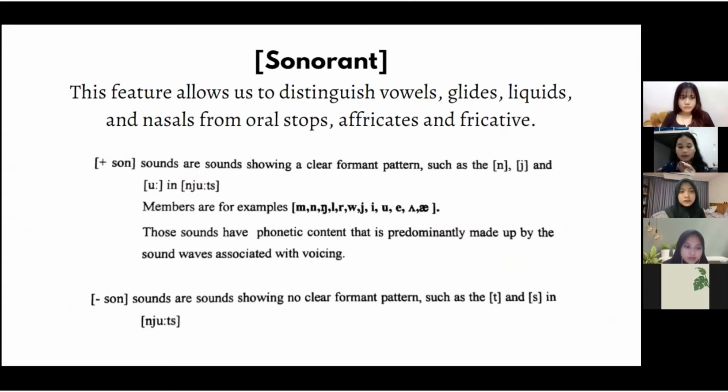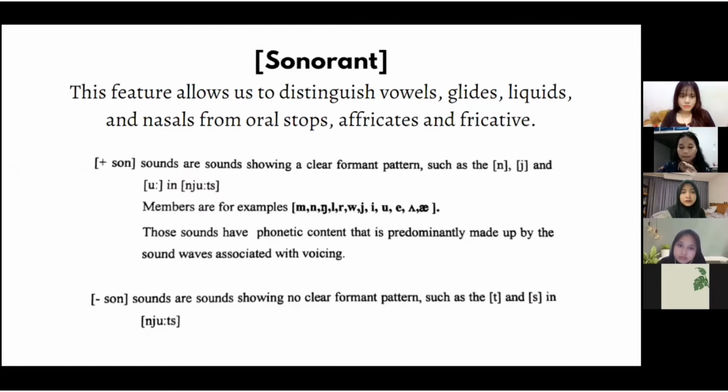Okay, the next we will explain sonorant. These features allow us to distinguish vowels, glides, liquids, and nasals from the oral stops, affricates, and fricatives. Plus sonorant sounds are sounds showing a clear formant pattern, such as n, j, and u in just.